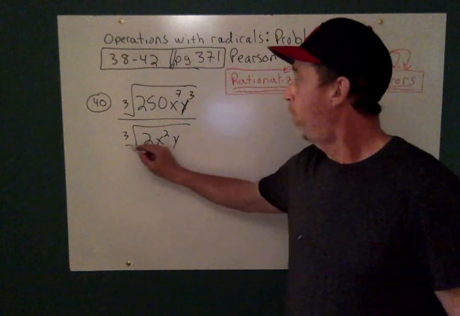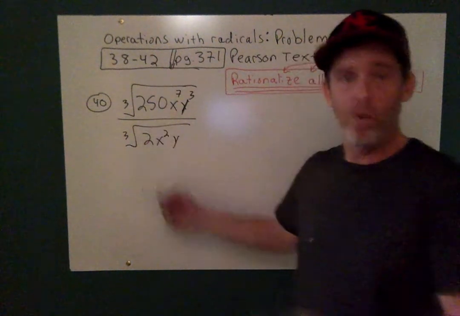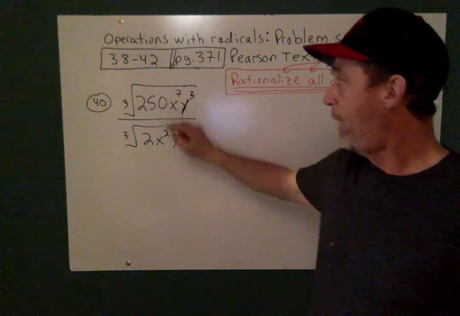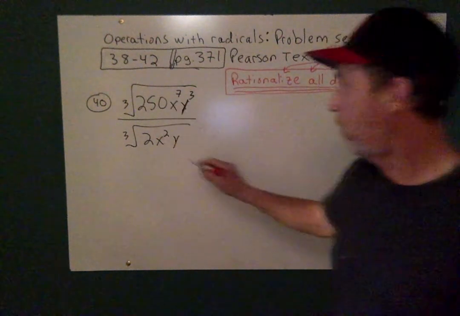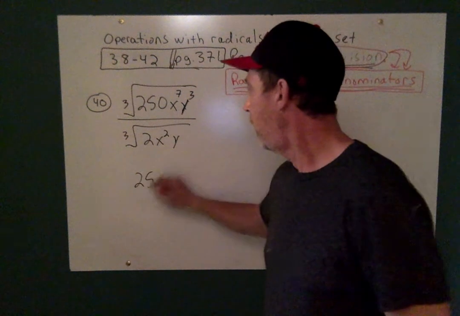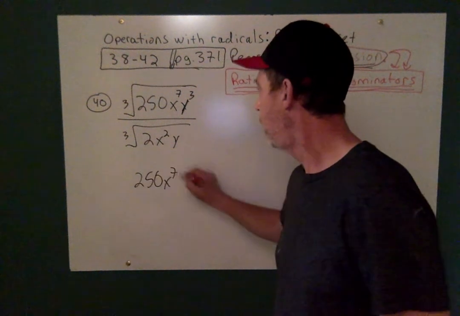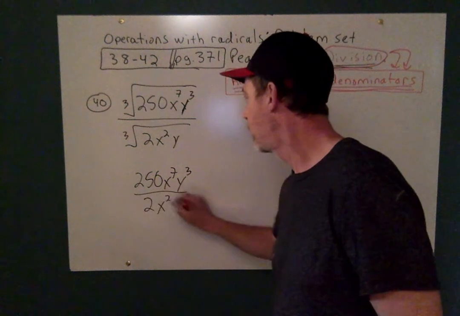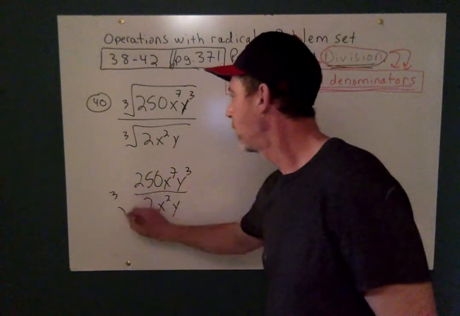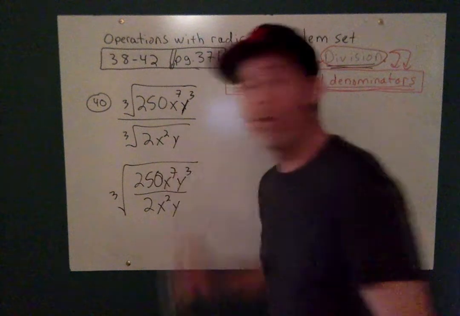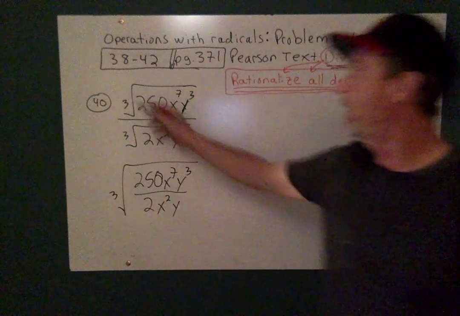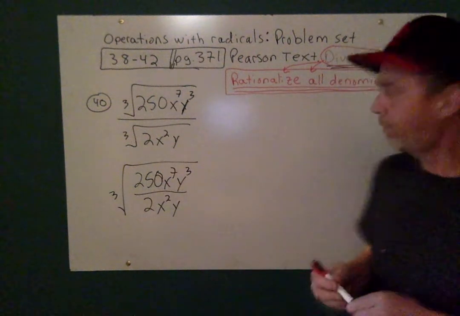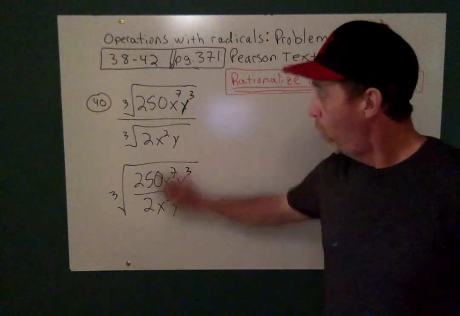Okay, please note that both of them have the same index, and therefore they're all under the third root. We'll start out there. And then we can divide what's happening in numerator and denominator. That's all that's occurring here. So we have 250x to the 7th, y to the 3rd, over 2x squared y, all of that under the cube root because they have the same index. If they did not have the same index, that's for another section.